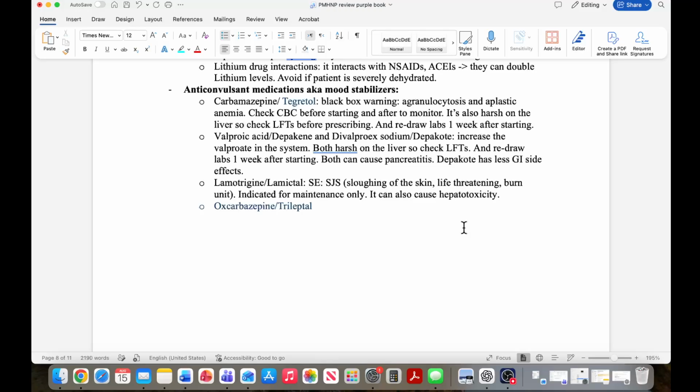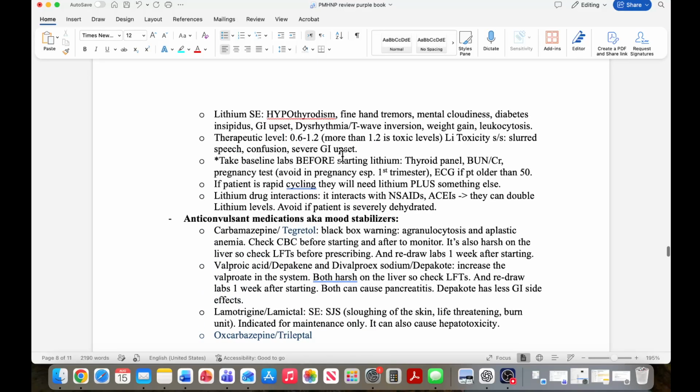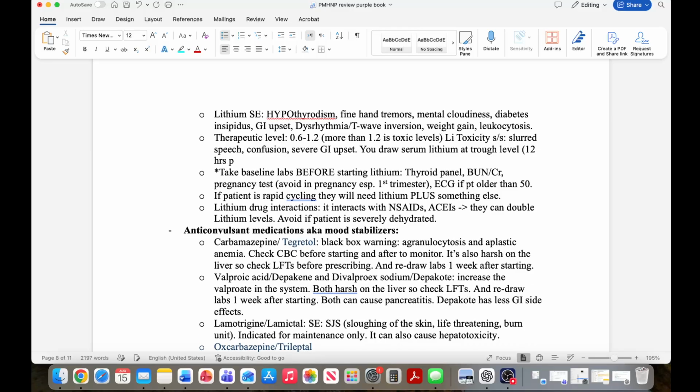Okay. Got it. Something about lithium that I didn't put. When do you draw lithium level? All right, you draw serum lithium at trough level, which is 12 hours post-dose. This is kind of important.